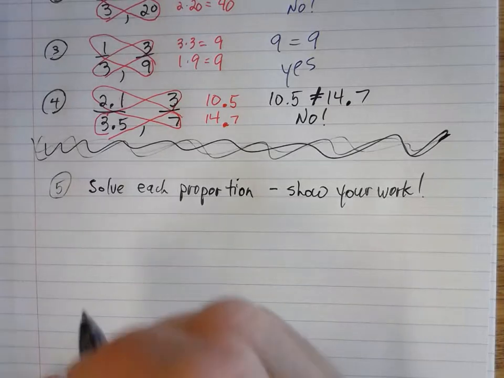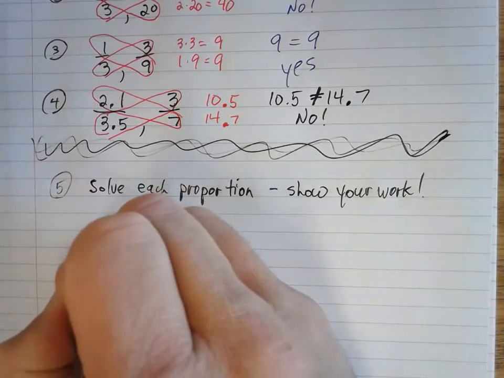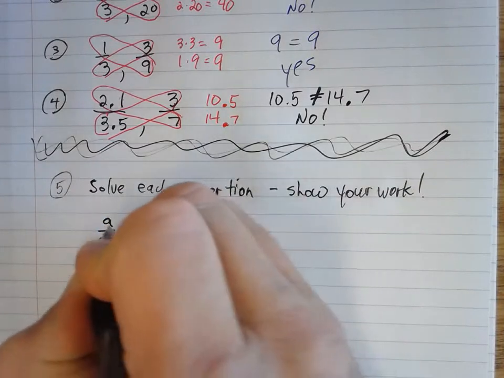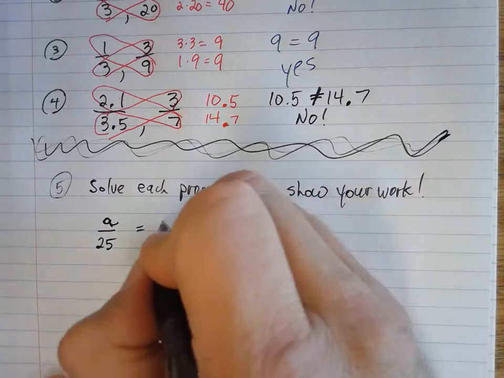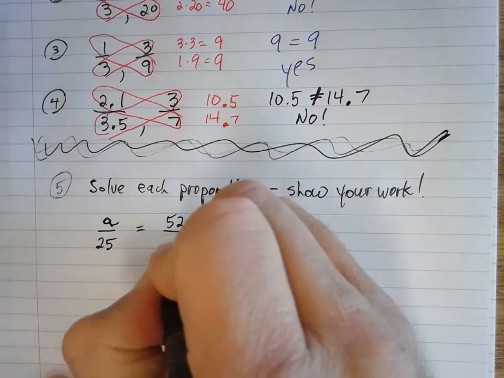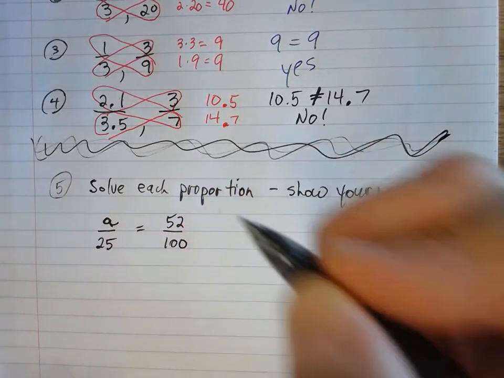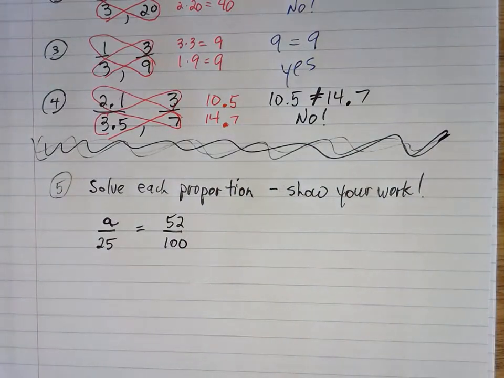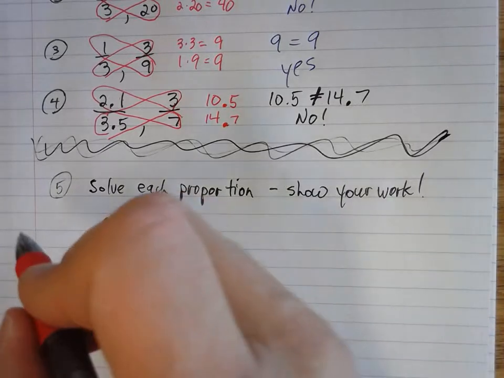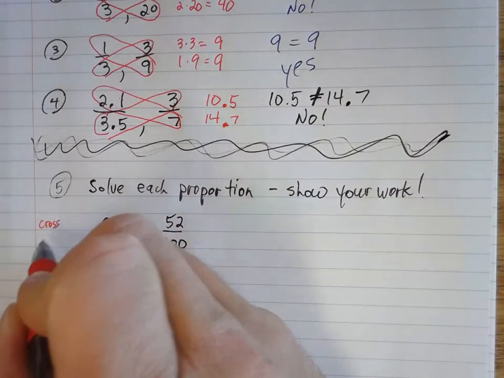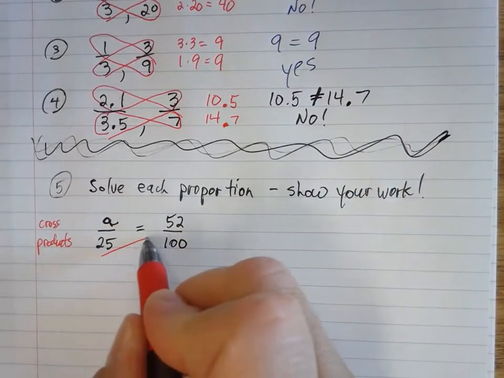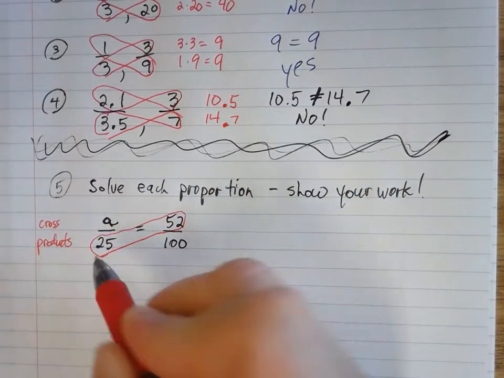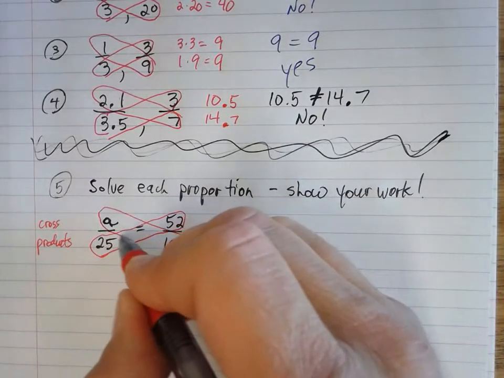Let's say that we've got A over 25 as our first ratio, and that is an A. And then our other ratio is 52 out of 100, which of course we would normally say that would be 52%, because all numbers over 100, you can always say that's a percentage, all right? So, again, we're going to use the cross product method, okay? Cross products. All right, so I'm going to do my cross product there, and I'm going to do my cross product there.